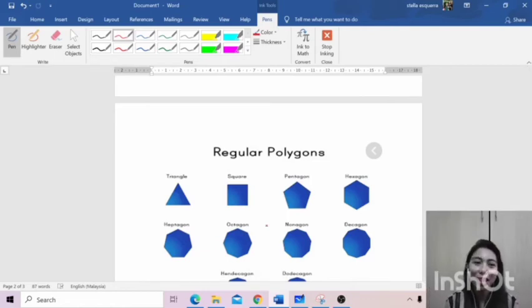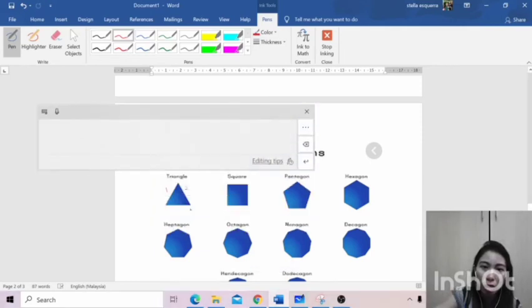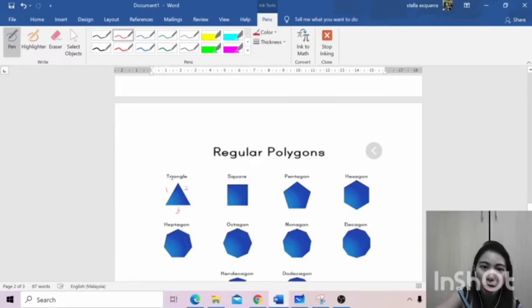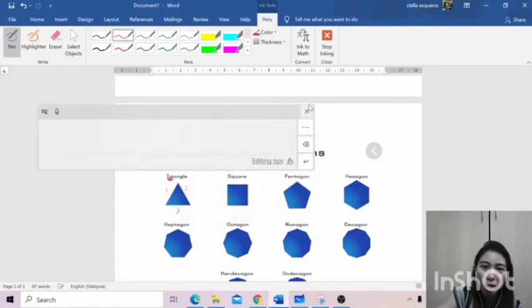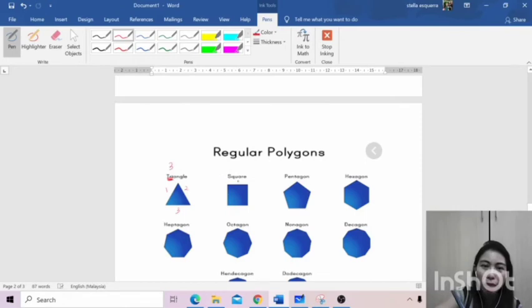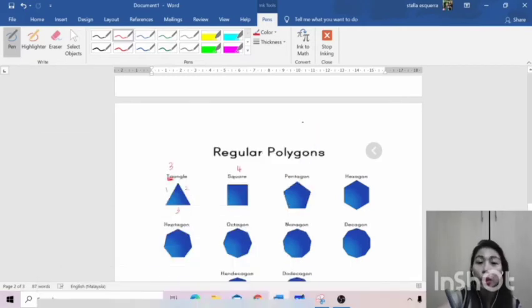the number of sides. Triangle means it has three sides. That's why tri means 3. Can you see this? Yes, so triangle means 3. And then square. A rectangle is not a regular polygon, but a square is. Square means 4 equal sides.